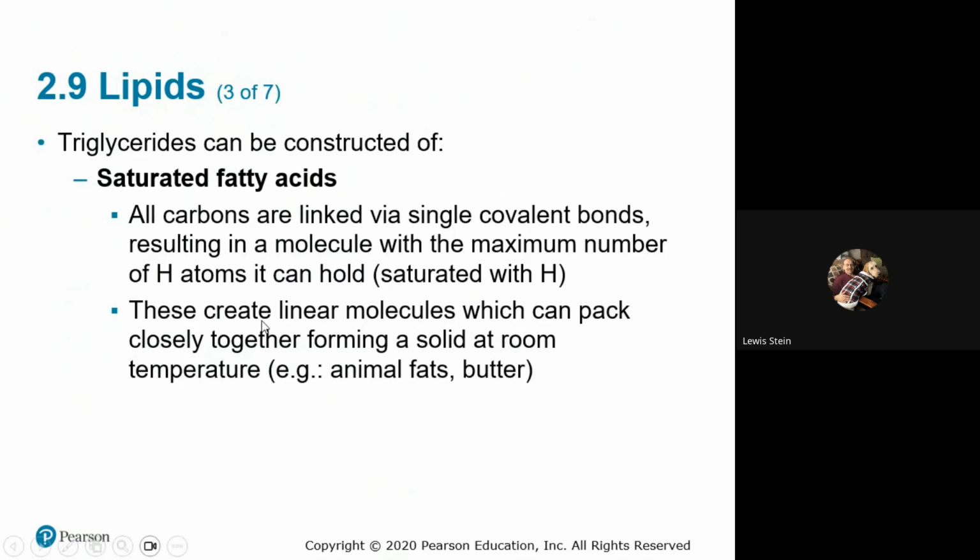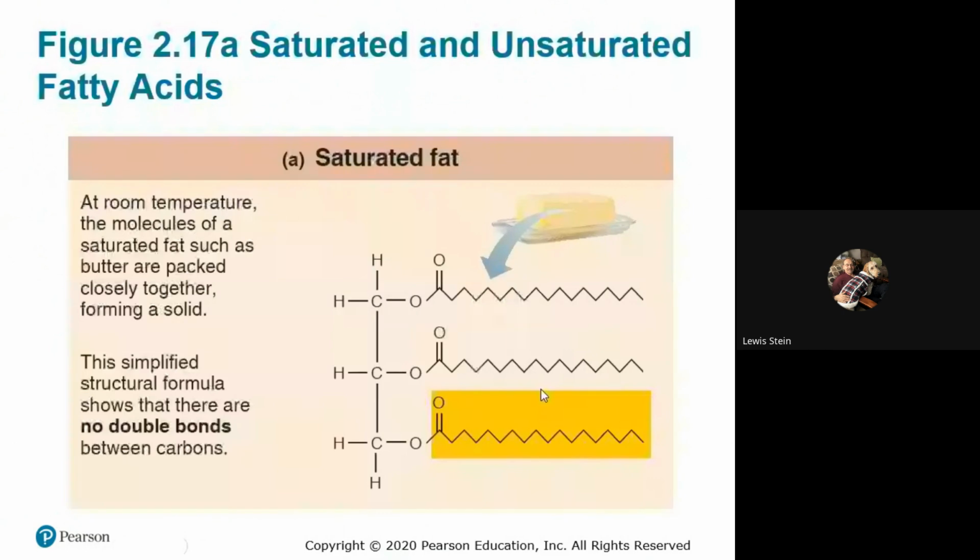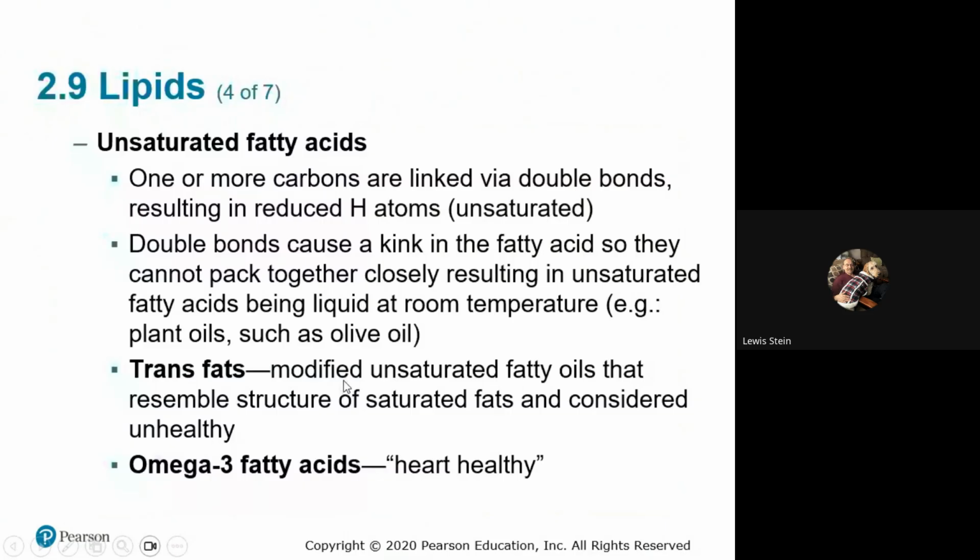So all of that type of thing. So that's the whole idea. Animal fats, butter, lard, all of those things, they're all solids at room temperature. So they're just showing you the differences: there are no double bonds. Unsaturated, we have trans fatty acids. Okay, modified unsaturated fatty oils that resemble the structure of fatty acids, considered unhealthy.